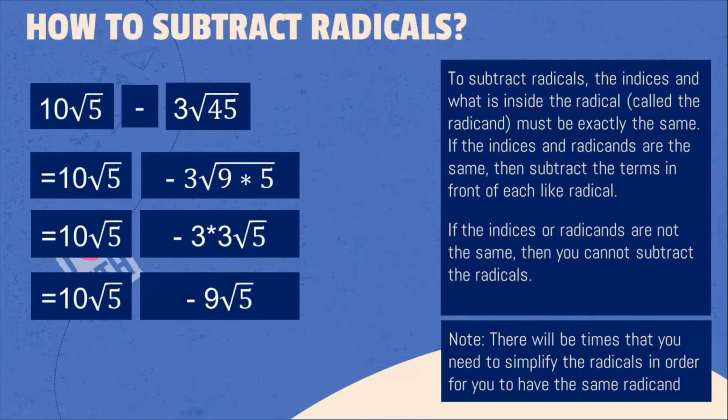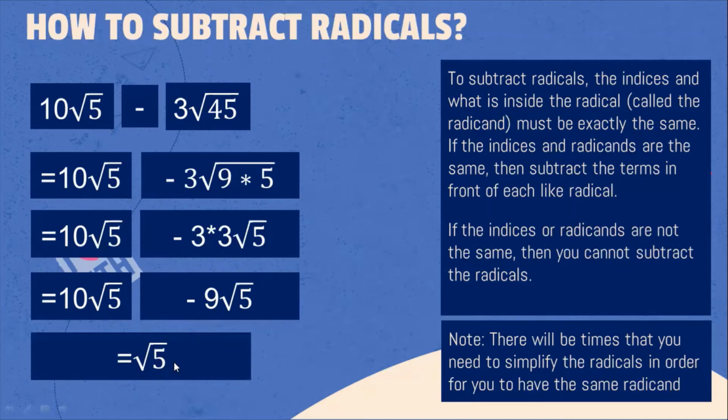Okay, can we now subtract these two terms? Yes, we can, because we have the same indices and the same radicand. That's why we can subtract this one. 10 the square root of 5 minus 9 the square root of 5. 10 minus 9, that is 1 square root of 5. Or we can write this one, automatically there's 1 beside the square root of 5. The final answer is the square root of 5.